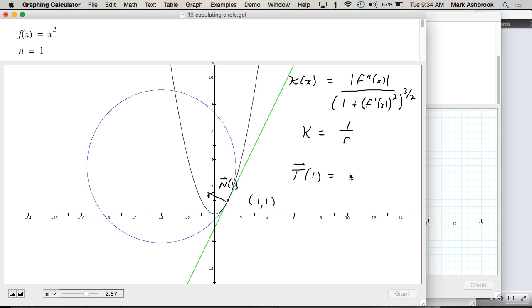So T of 1 is basically, for every 1 unit we go over, we go 2 units up. But is that what T is? That's the direction and the magnitude of that. So divided by radical 5. So using rate of change, the rate of change of y with respect to x is 2. So for every 1 you go over, that's the x component of the vector, you would go up 2. And then to actually be the unit tangent, it would be divided by the magnitude. So 1 over radical 5, 2 over radical 5.